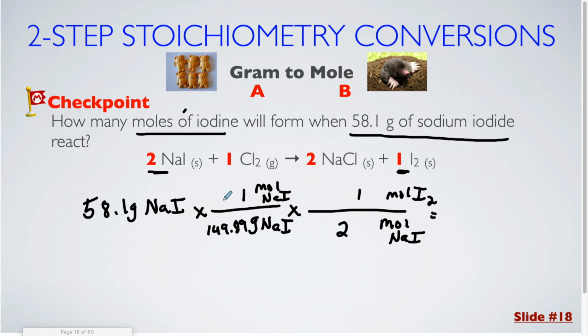From here, I need to multiply and divide across, and then I need to round my final answer based on significant figures. In my original number here, 58.1, I have 3 significant figures. So our answer for this problem is going to be 0.194 moles of iodine.